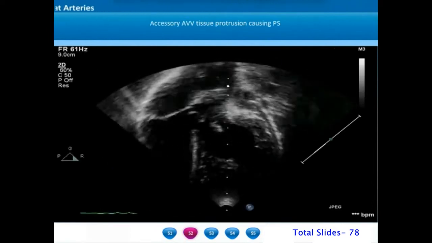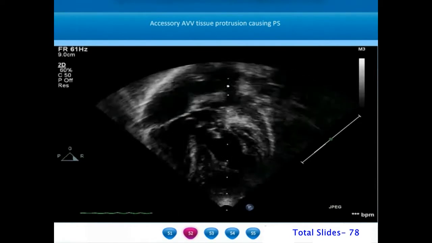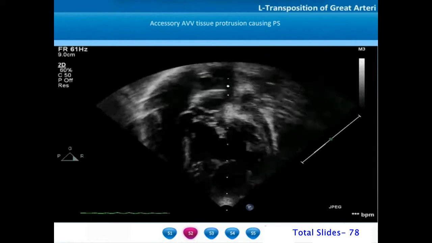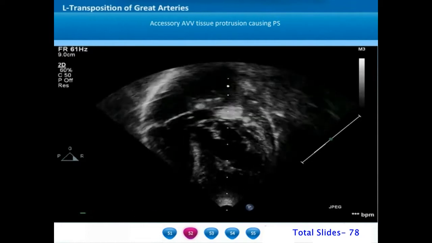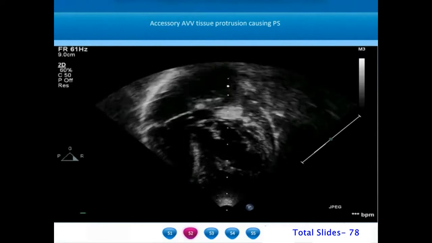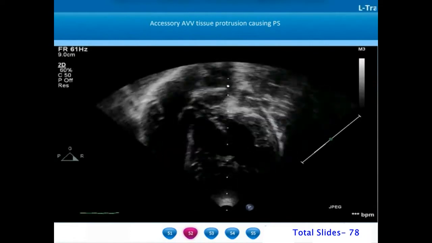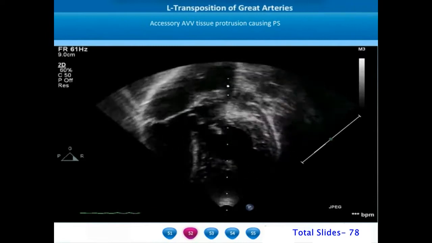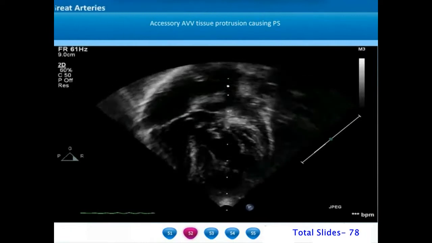Left ventricular outflow tract obstruction causing pulmonary stenosis can be seen in about one quarter of the patients with corrected transposition of great arteries. It's more common with an associated ventricular septal defect, and isolated pulmonary stenosis is relatively less common. In this apical 4-chamber view, we can appreciate the accessory AV valve tissue from the left morphological tricuspid AV valve through the ventricular septal defect protruding into the left ventricular outflow tract and causing a subvalvular LVOT obstruction.